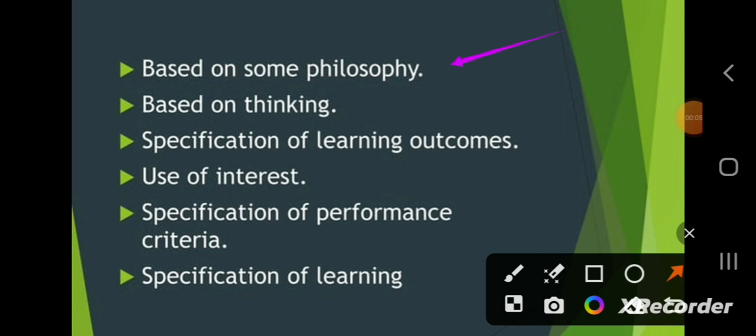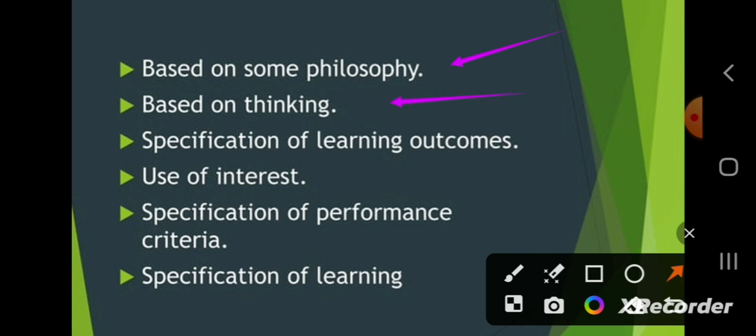Based on some philosophy. Many teaching models are grounded in particular educational philosophies. For instance, some models may be based on constructivist philosophy, while others might reflect behaviorist or humanistic viewpoints. The underlying philosophy influences the model's approach to teaching and learning.